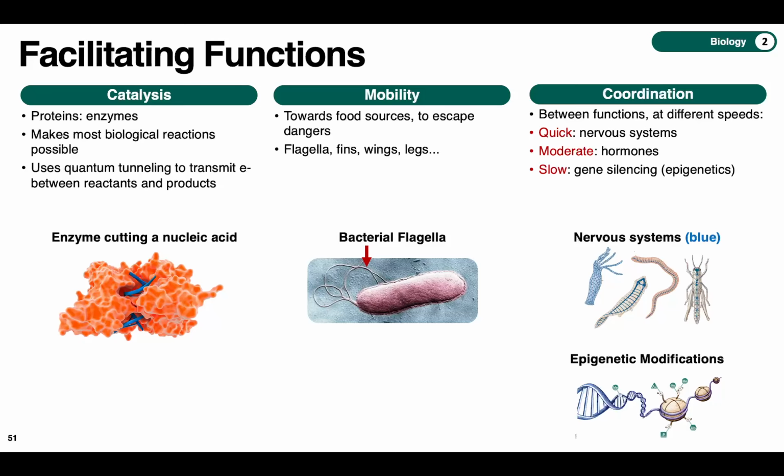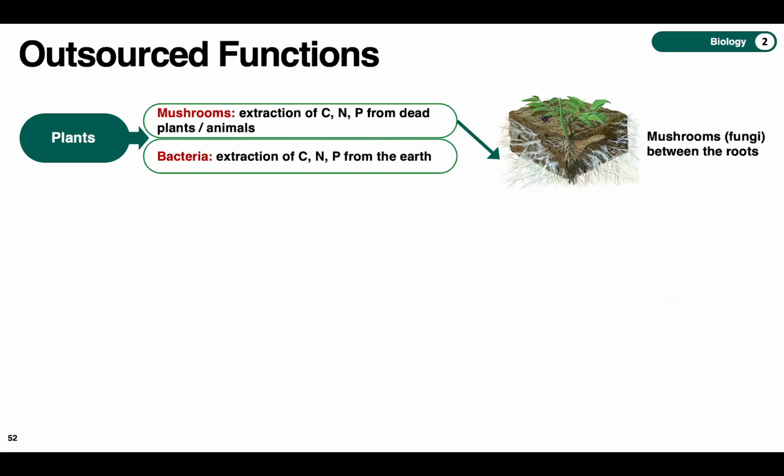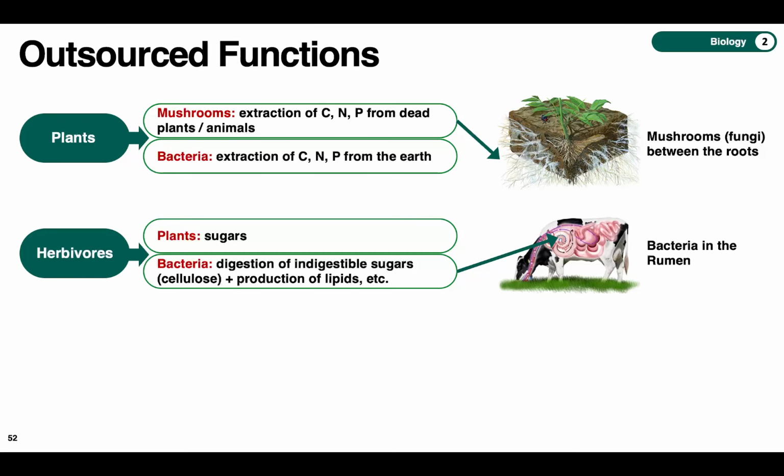In addition to these facilitating functions, we have functions that are outsourced. And so no organism is going to make everything it needs. And for the sake of efficiency, it will actually specialize in parts of what they need and then outsource the remaining functions to other organisms. And thus, plants will outsource the extraction of carbon, nitrogen, and phosphorus from dead organisms to fungi, and they will outsource the extraction of those carbon, nitrogen, and phosphorus from the soil to bacteria. And for example, herbivorous animals, they will outsource carbohydrate production to plants, because they eat the plants.